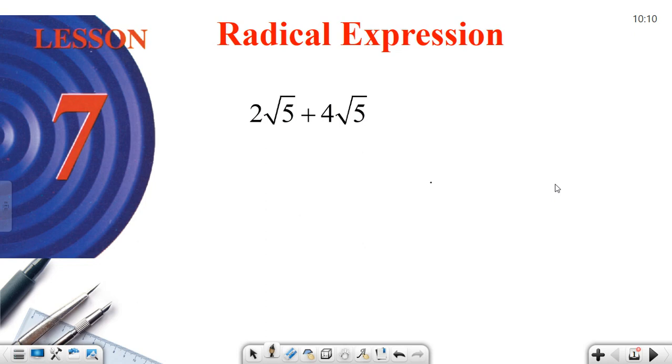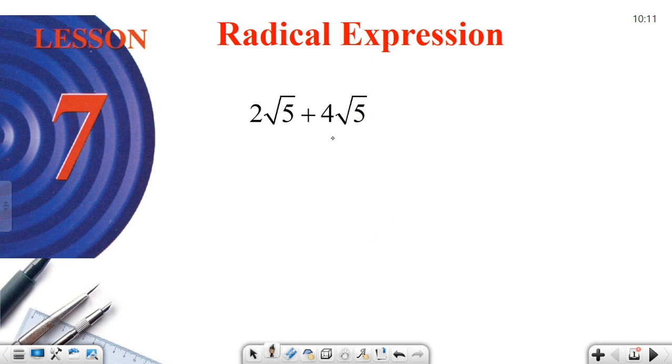Okay, welcome everyone. Radical expression: 2 square root of 5 plus 4 square root of 5. A radical expression means if an expression has a radical sign in it, we call it a radical expression. So in a radical expression, we add the like terms. Again, like 2x plus 3x equals 5x. The same idea goes for radical expressions.